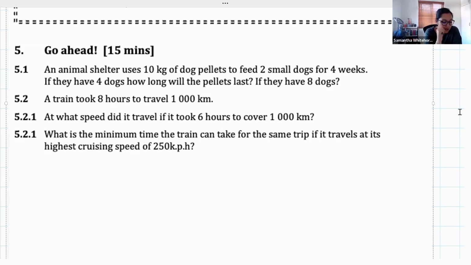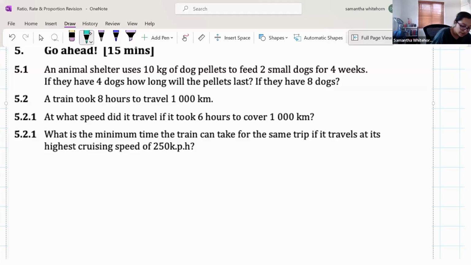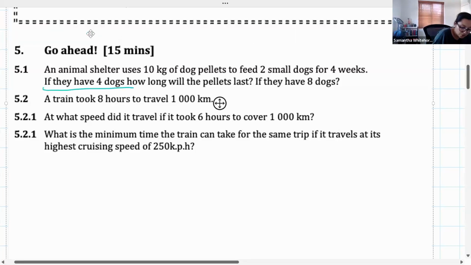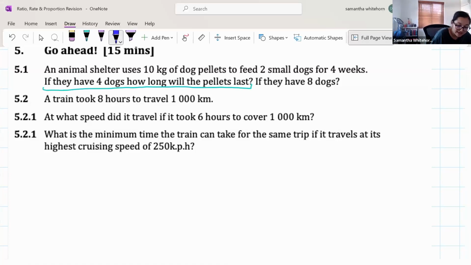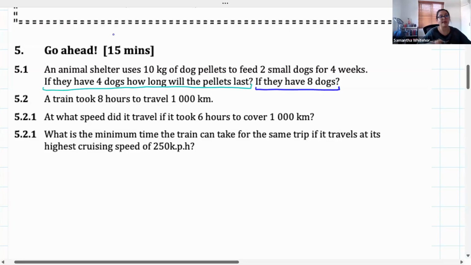Thank you. All right, so guys, the first question here says, an animal shelter uses 10 kilograms of dog pellets to feed 2 small dogs for 4 weeks. Now, there's actually 2 parts to this question. So the first part of this question says, if they have 4 dogs, how long will the pellets last? And the second part of this question is saying, if they have 8 dogs, how long will the pellets last?